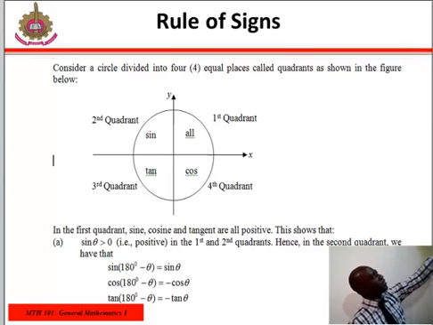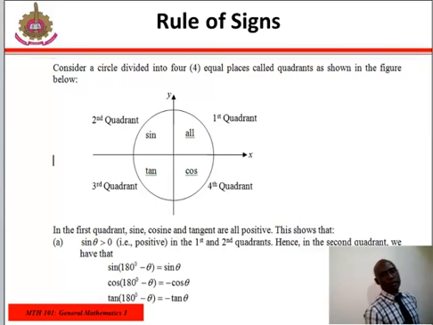Then we have the second quadrant. In that second quadrant, this angle is between 90 and 180, and only the sines are positive. That is, sin theta is greater than 0. All others, the tan and the cos, are negative.